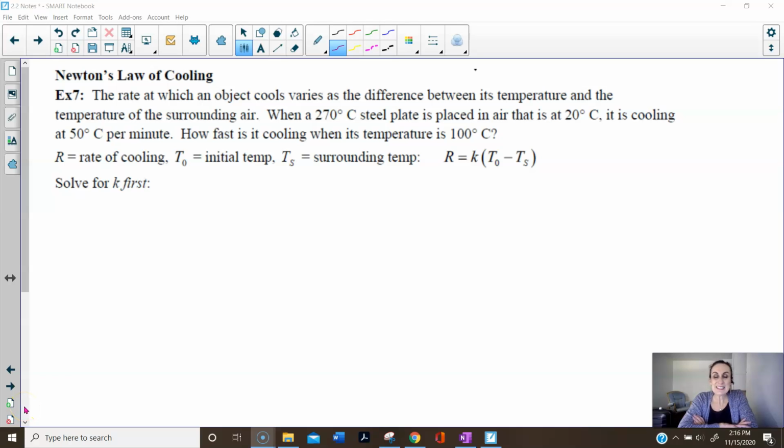Hi everyone, this is the second part of the 2.2 notes, polynomials with a higher degree. We're going to look at example 7, which is Newton's law of cooling. You may have seen this in your science class.